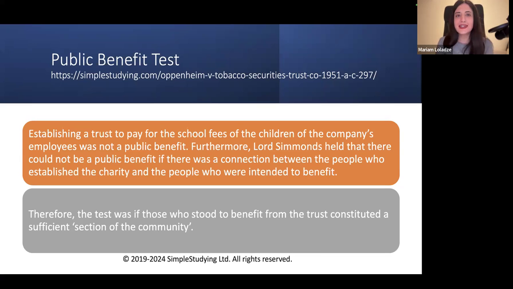The court has not actually said how many people should be needed for the public benefit test to be satisfied, but they said a sufficient section of the community. It has to be many. We don't really know how many.